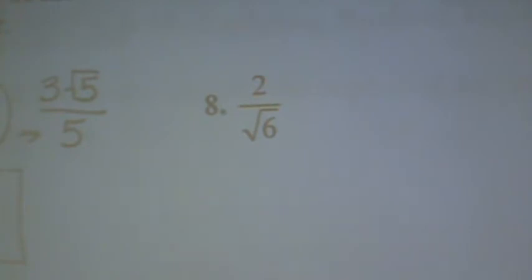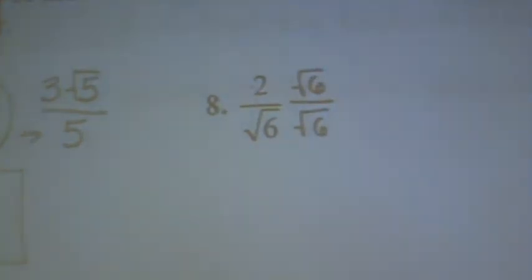Because sometimes it's 8 times, it's not. Okay, what's wrong with number 8? We have a radical in the denominator, so we've got to get rid of root 6. We're going to multiply this by root 6 and the top by root 6.